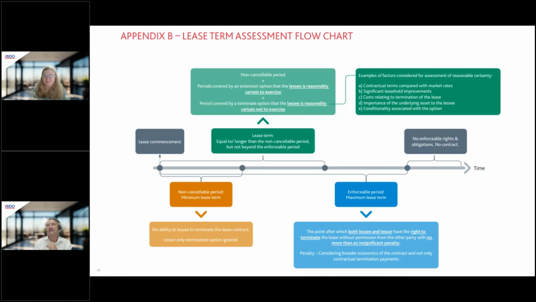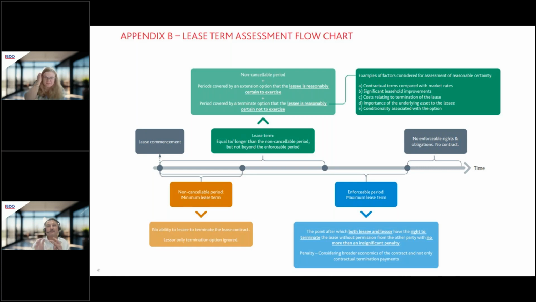You then add into that the periods covered by extension options that the lessee is reasonably certain to exercise, and periods covered by termination options where you're not reasonably exercising it, and that makes your lease term. And notice then that you can have periods beyond that where the lease contract exists, where there might be rights to terminate or no enforceable rights beyond when you actually have a contract, which you would exclude based on reasonable certainty and other assessments of lessor and lessee termination rights and options beyond that.